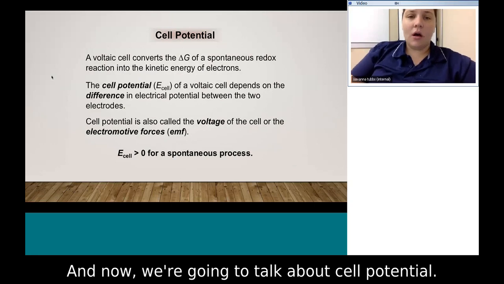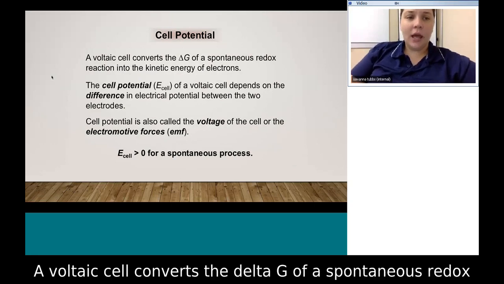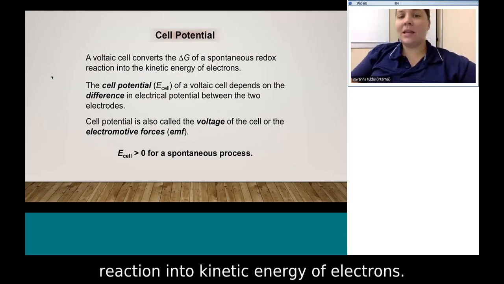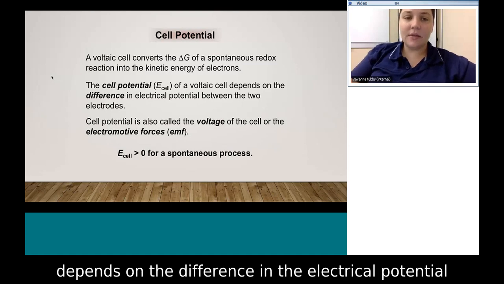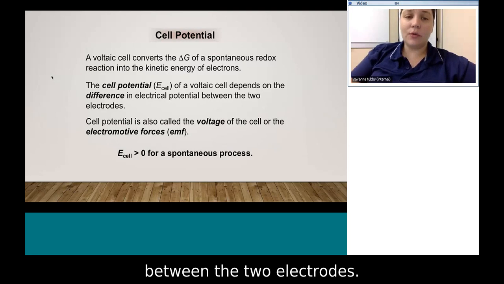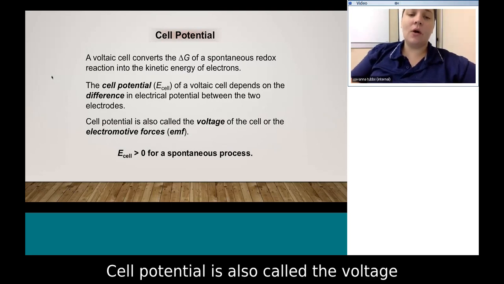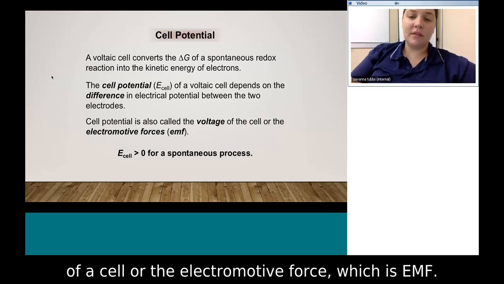And now we're going to talk about cell potential. A voltaic cell converts the delta G of a spontaneous redox reaction into kinetic energy of electrons. The cell potential, which is E cell, of a voltaic cell depends on the difference in the electrical potential between the two electrodes. Cell potential is also called the voltage of a cell, or the electromotive force, which is EMF.